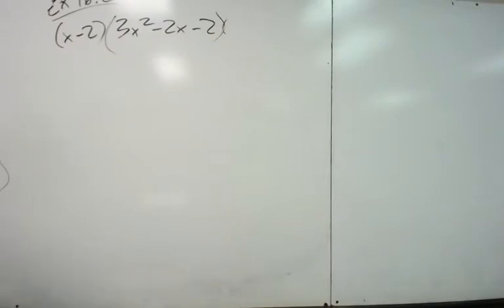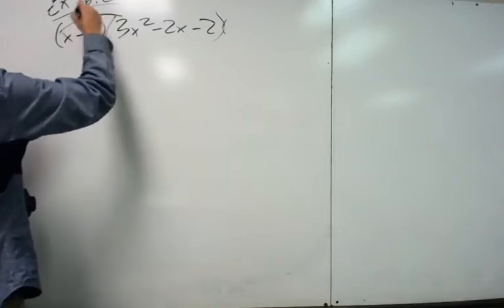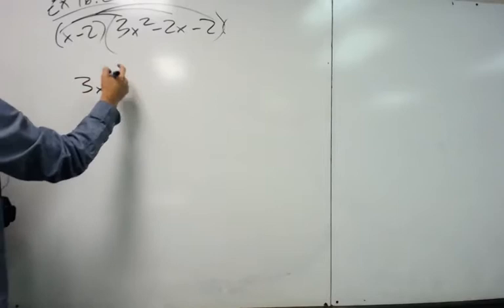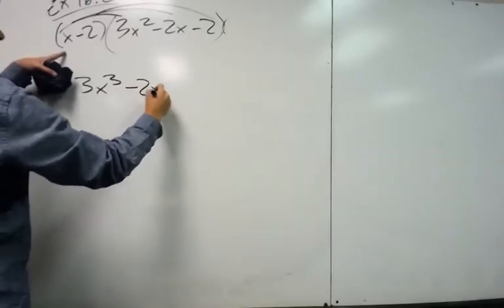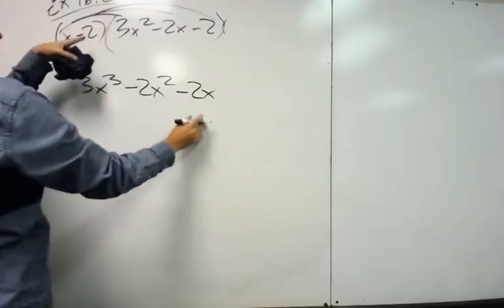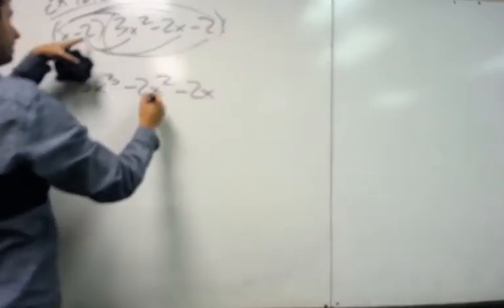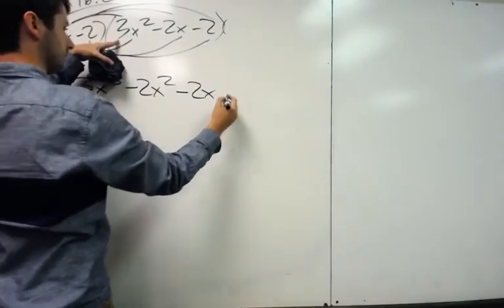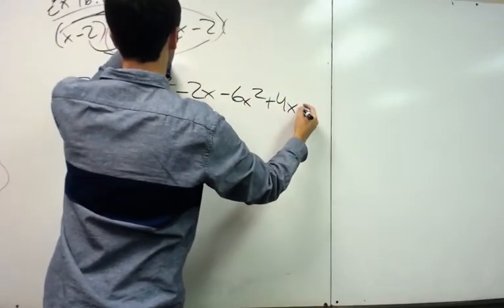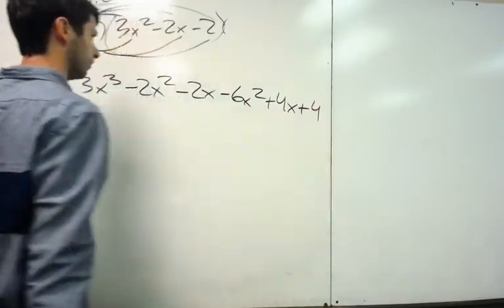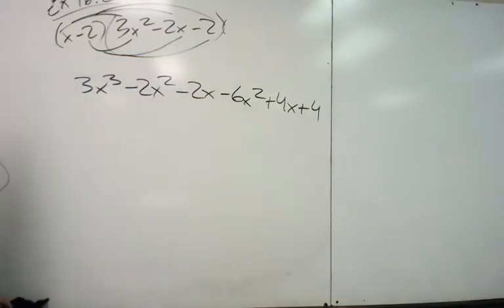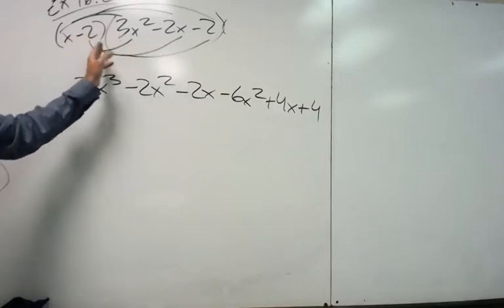So now we're here. Multiply. I'll go pretty quick. X times 3x squared, 3x cubed, x times negative 2x, negative 2x squared, x times negative 2, negative 2x. Do the second number, negative 2 times 3x squared, negative 6x squared, positive 4x, positive 4 when you multiply negative 2 times negative 2. All we're doing is multiplying the first number by all three and the second number by all three. Then we simplify.